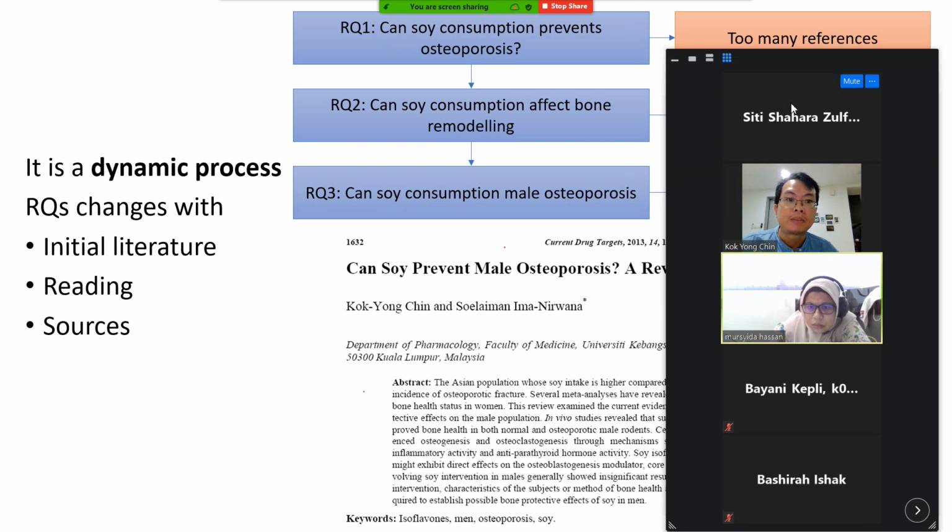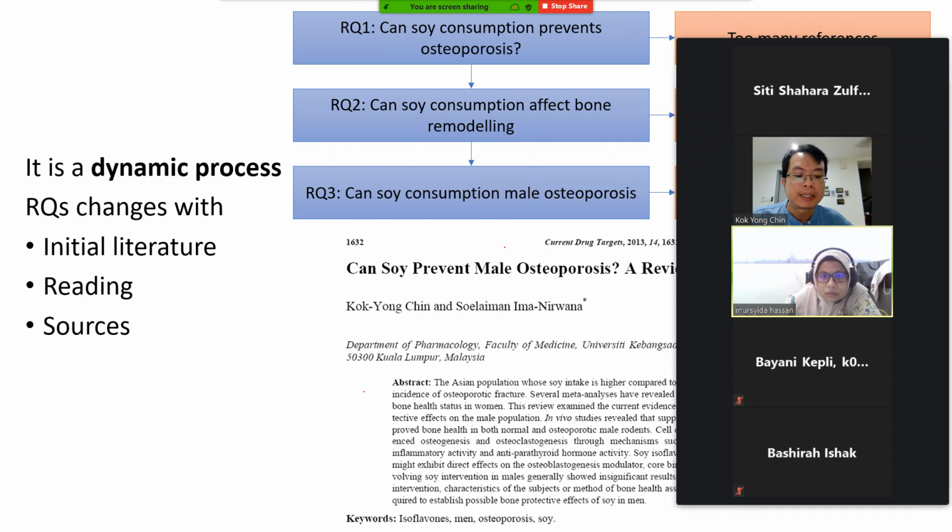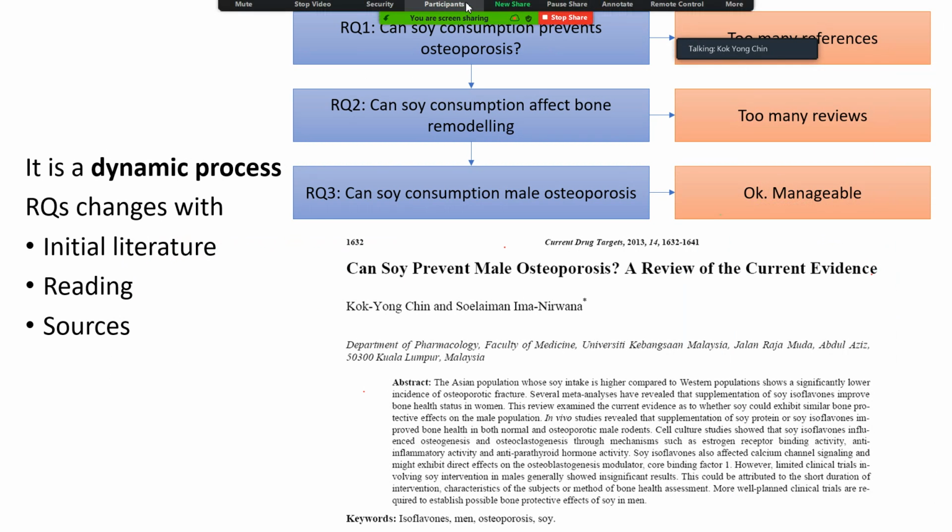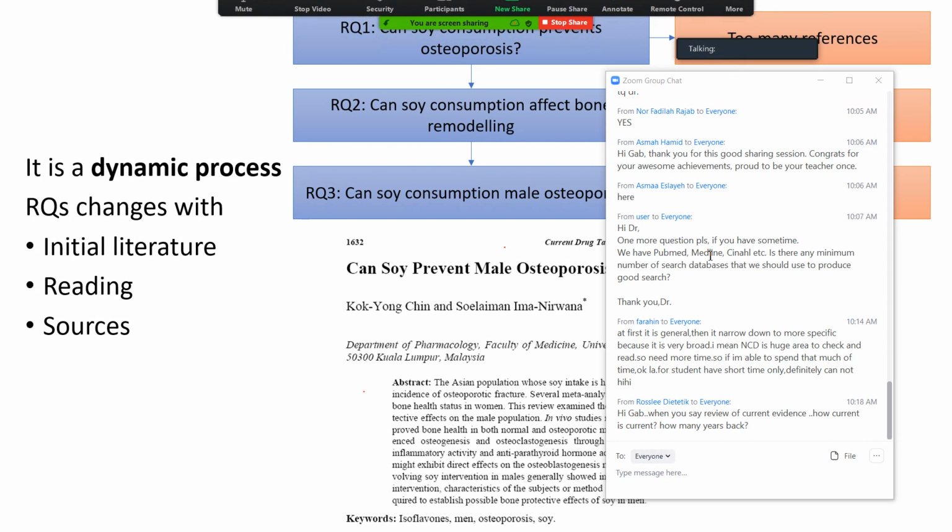So just before we move on to the second step, there are some questions actually. So let's look at the questions. When you say review or current evidence, how current is current? How many years back?